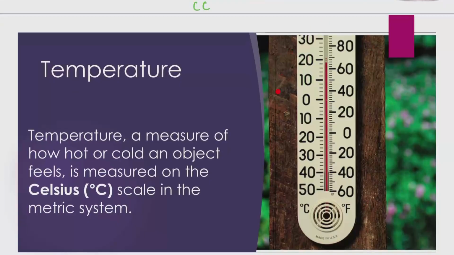So like on this thermometer that's on this tree, we can see on the right side the degrees F in the bottom right. So this is the units that we're used to. On the left side, the degrees Celsius, the units that we would use in the metric system.